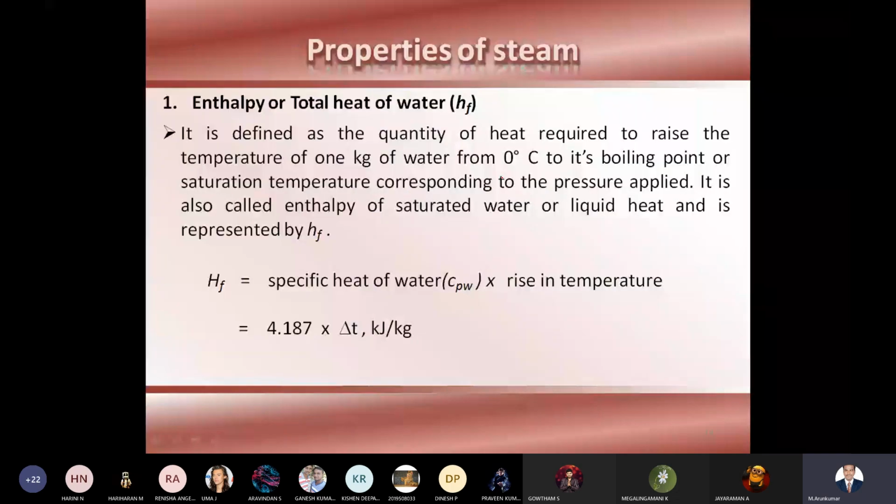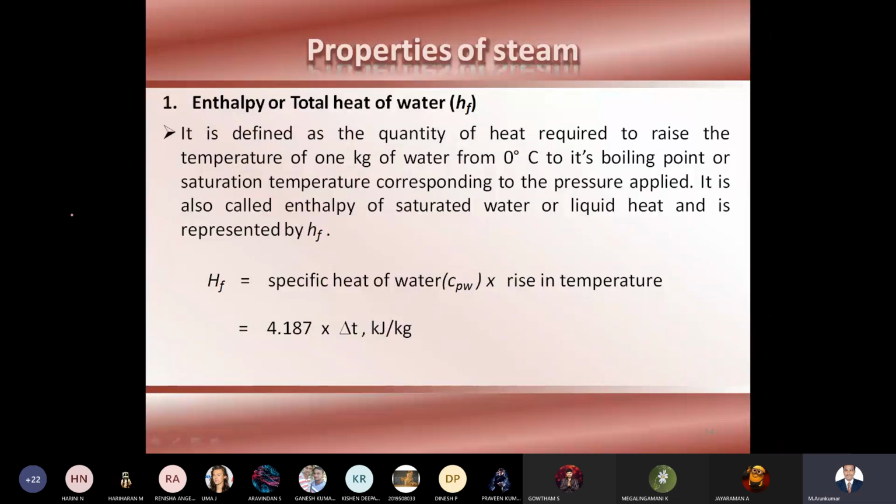The main property of steam is enthalpy, the total heat of water, that you know, hf. So hf stands for enthalpy of water, fluid, right? It is defined as the quantity of heat required to raise the temperature of 1 kg of water from 0 degree Celsius to its boiling point, or saturation temperature corresponding to the pressure applied. So it is also called the enthalpy of saturated water or liquid heat, and it is represented by hf.